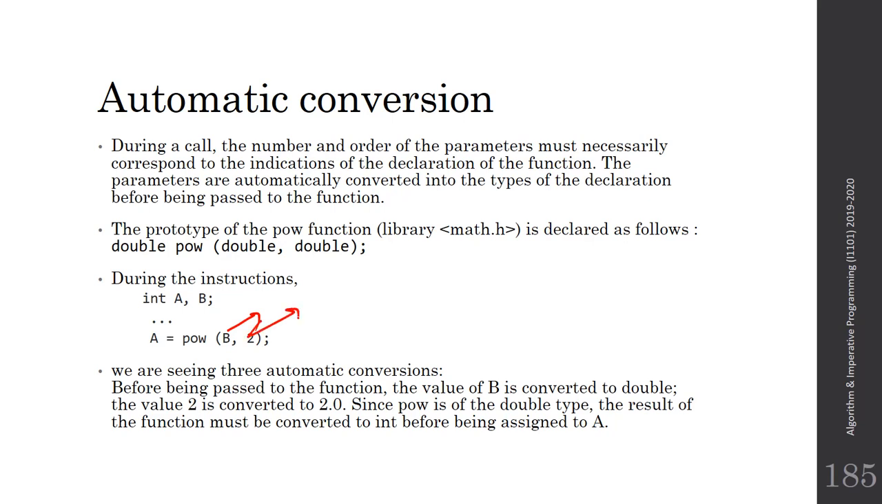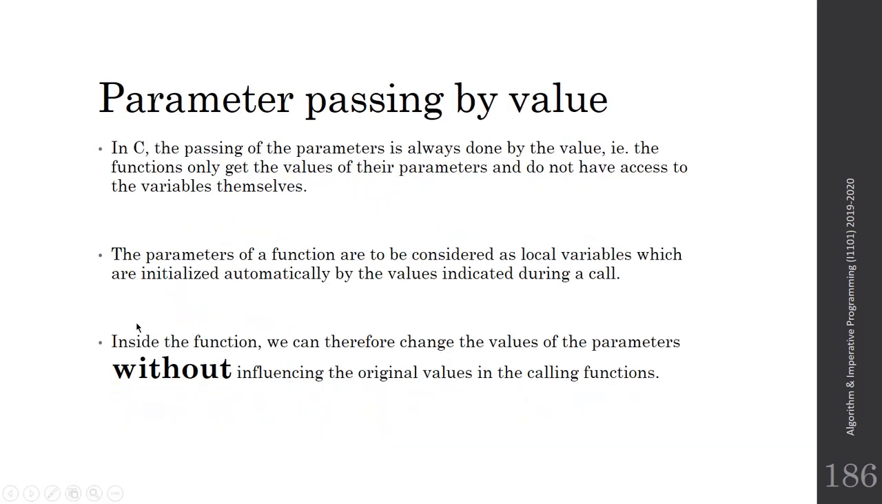And then the value of power is of type double, and then it will be converted to integer. So we have here multiple conversions, so it's not that difficult. So for the first year, all the parameters, all the values that we are passing are by value. What does it mean by value? It means that we are photocopying it.